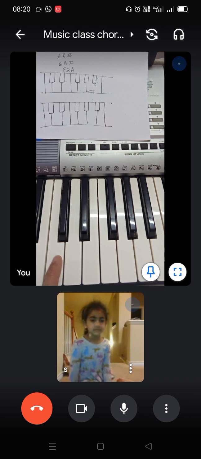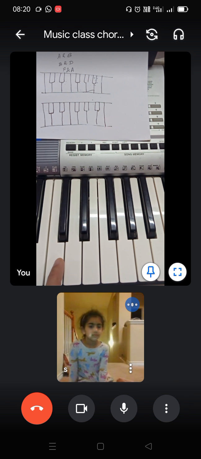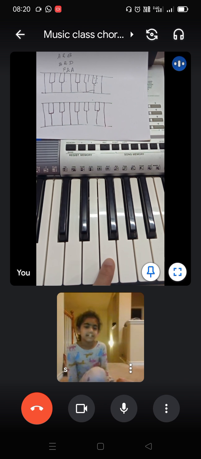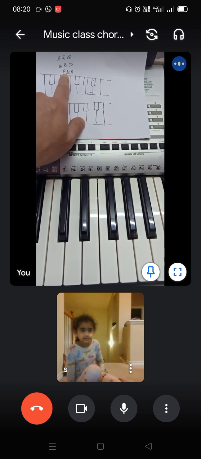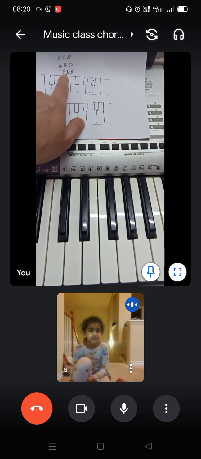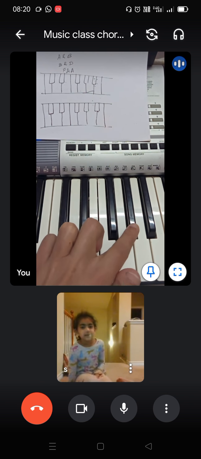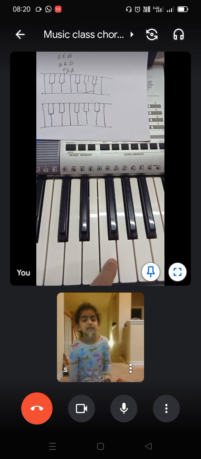What is this note? You said it was C. Yes. So what is this note then? Say it louder. That one is D. Okay. This one will be E. Okay. This one will be F. Correct. So what was the first note we wanted? F. Okay. So where is the F note? The F note is always to the left of three black keys. Correct?